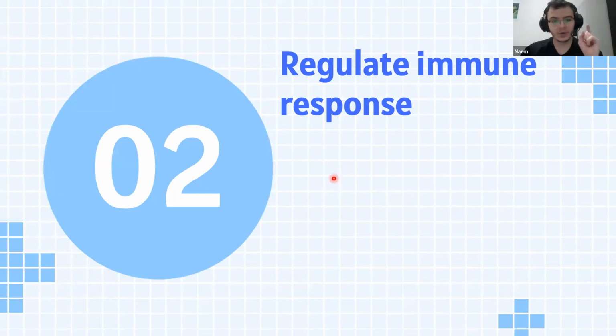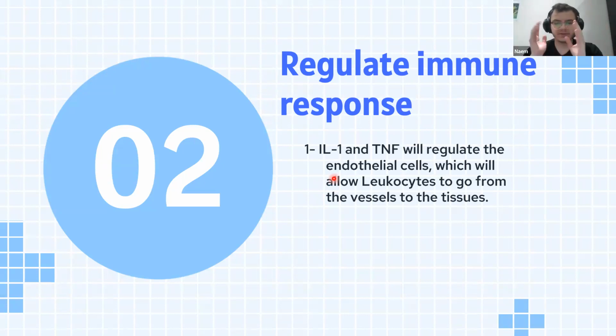How is that? One, we have something called interleukin-1, which is IL-1, and TNF, okay? These two molecules are going to come to the endothelial cells, attach to their receptors, and make changes on the endothelial cells. These changes will allow a specific cell called the leukocyte to go from inside the blood vessel to outside, to the tissue that has the pathogen in it.